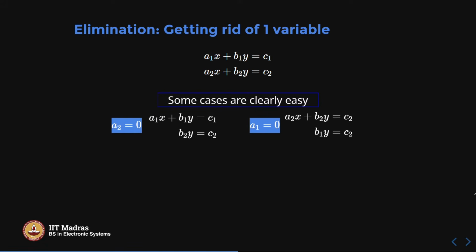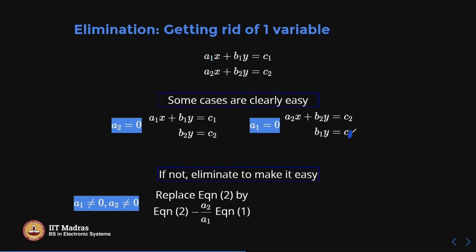If a1 is 0, it looks like some other triangle, but you can move the equation around, right? And there's a bit of a typo here. This should be 1, it's not C2. So this second case, if a1 is 0, you can reorder the equation. You put the second equation first, put the first equation second, you get back into your nice little triangle type situation. So both these cases are very easy. If either a2 is 0 or a1 is 0, you already have one variable out, one variable has been eliminated. So it's very easy to do it.